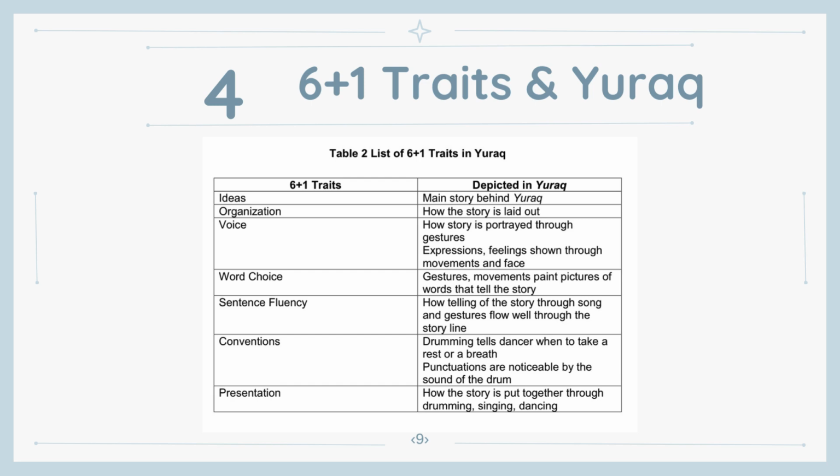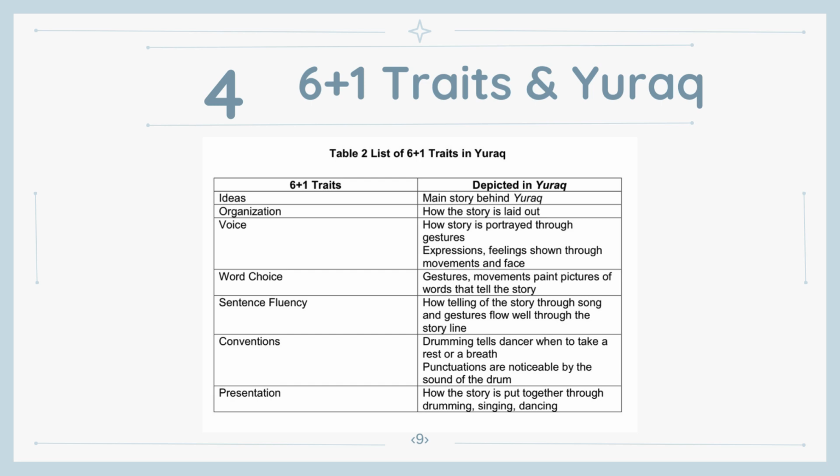So Yuraq can be very expressive with body movements, facial expressions, and so on and so forth. After that, word choice, gestures, movements, paint pictures, or words that tell a story. So, a kayaking motion would be a paddling motion with hands, for example.